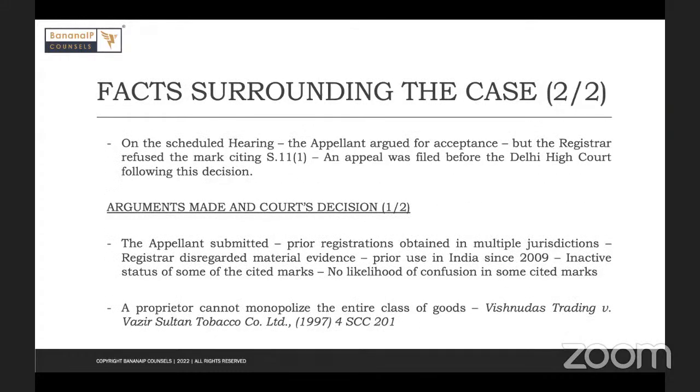The applicant further cited the case Vishnudas Trading Company versus Wazir Sultan Tobacco Company Limited and submitted that a proprietor cannot monopolize the entire class of goods.